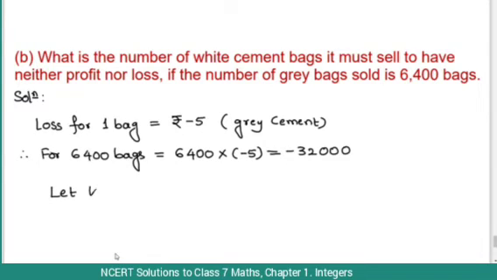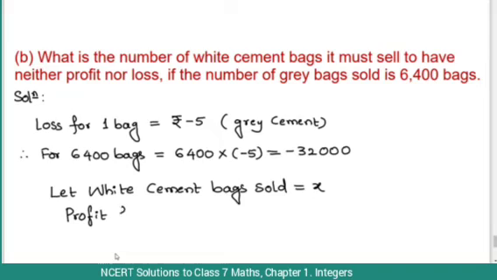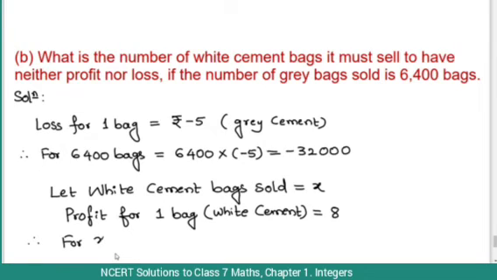Then, let the white cement bags sold, which we don't know, be equal to X. Here profit is given as rupees 8. Profit for 1 bag of which cement? Profit for 1 bag of white cement is given as rupees 8. Therefore, for X bags, profit will be X into 8, that is 8X.